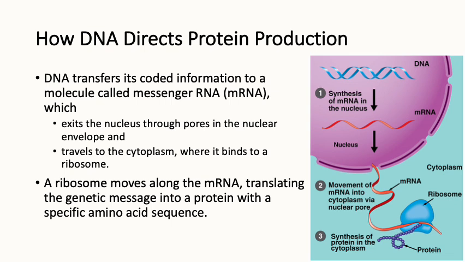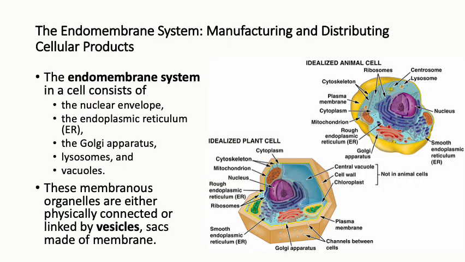The endomembrane system is a network of interconnected membranes that work together to manufacture, modify, and transport cellular products. This system includes the nuclear envelope, the endoplasmic reticulum, the Golgi apparatus, lysosomes, and the vacuoles.